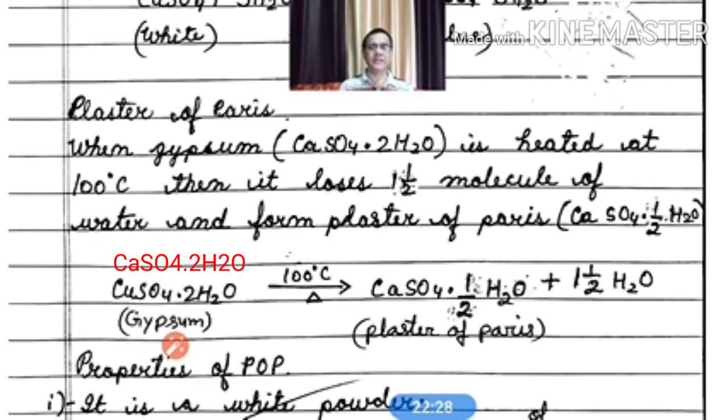On heating at 100 degrees Celsius, it loses 1.5 water molecules, and it finally forms CaSO4.½H2O, and this is called calcium sulfate hemihydrate, and hemi means half. Listen again, CaSO4.2H2O, that is calcium sulfate dihydrate, that is called gypsum. On heating at 100 degrees Celsius, it releases 1.5 molecules of water, and it forms CaSO4.½H2O, and this is called Plaster of Paris. In short, we can write POP.